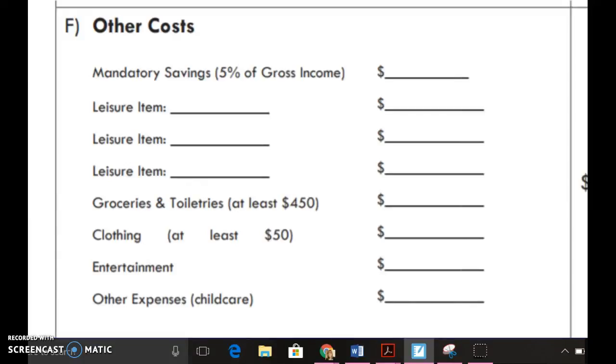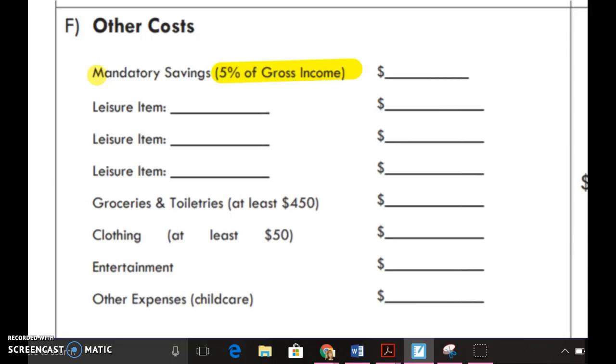So now that you've calculated your housing costs and your transportation costs, now you have other cost section. You must fill in every part in this section. So let's start with the mandatory savings. You need to save 5% of your gross income.